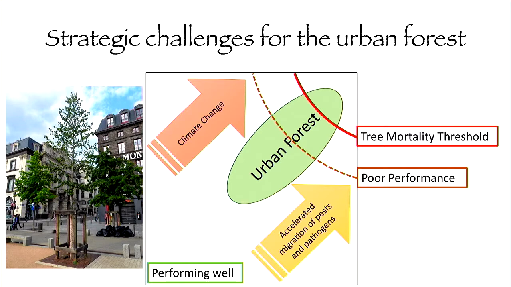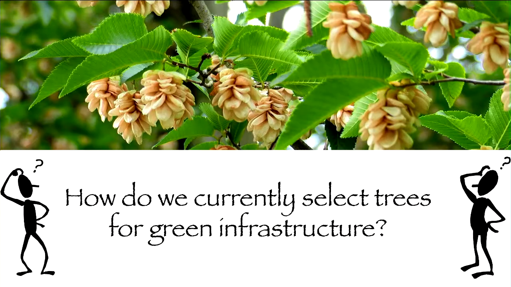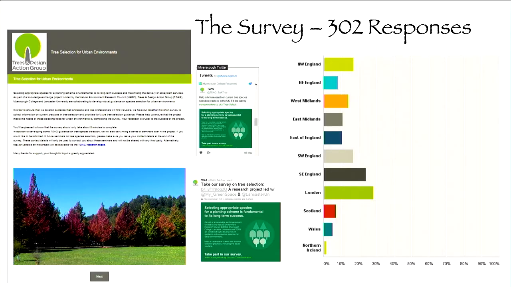And so we have some really strategic challenges to try and meet over the coming decades. One of the things I did first with the project was to try and harness information from the community about how we currently select trees. And thanks to those of you that filled in the survey, we had about 300 responses, and we had a good cross-section of responses from across the UK and indeed from different groups as well.